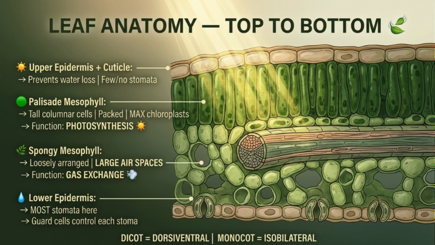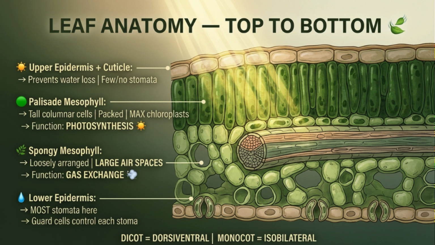These air spaces are connected to the stomata and form the gas exchange highway of the leaf. Carbon dioxide comes in, oxygen goes out, water vapor exits during transpiration. It all happens here. At the bottom, lower epidermis. This is where most stomata are found in dicot leaves. Each stomata is flanked by two guard cells, kidney-shaped in dicots, dumbbell-shaped in monocots, that control opening and closing.